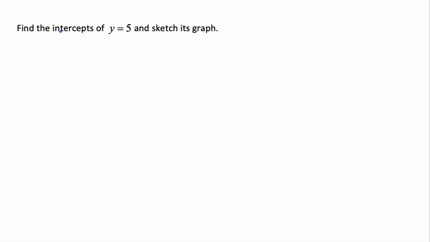Find the intercepts of y equals 5 and sketch its graph. So this question is asking to find the intercepts, right? We know that to find the x-intercept, we need to set y equal to 0, and similarly, to find the y-intercept, we want to set x equal to 0.